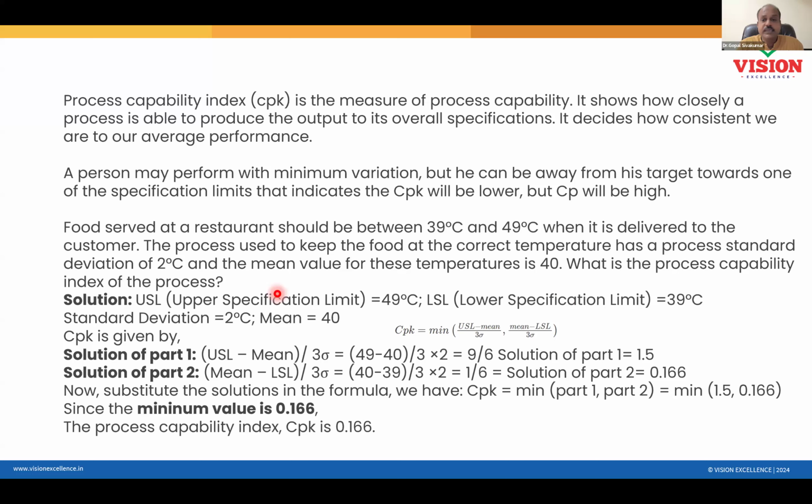And now he often collects the food temperature during lunch time, and he found that on an average the food temperature is 40 degrees Celsius. And the standard deviation of his readings is 2 degrees Celsius. Now, if this is the case, what is the current CPK? Look here, current CPK for his case: there are two values coming, 1.5 and the other one is 0.166. Now, what does he understand? CPK is 0.166.